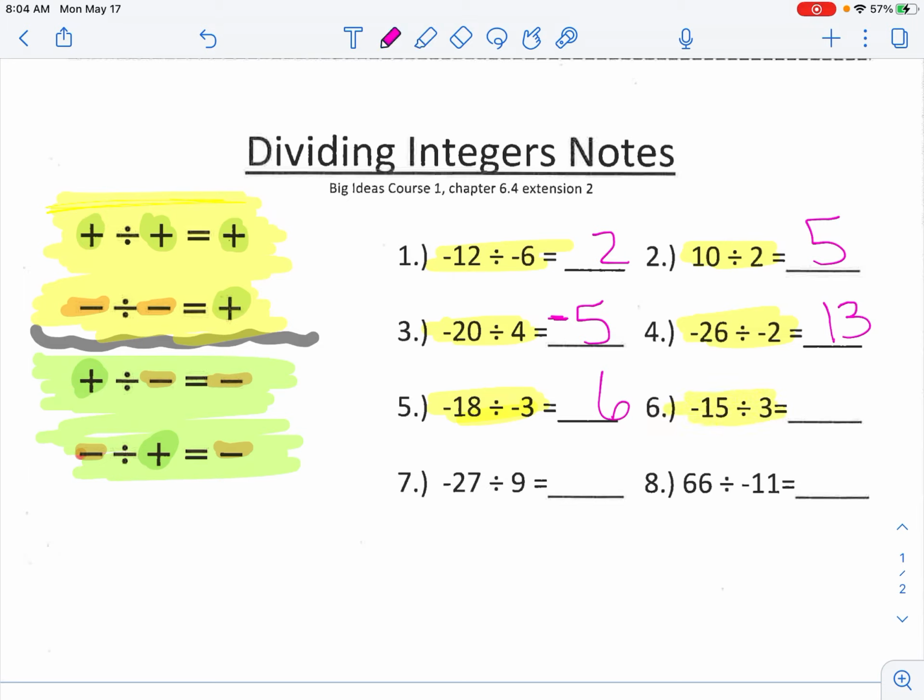Negative 15 divided by 3. 15 divided by 3 is 5. And a negative divided by a positive equals a negative. Opposite signs equals a negative answer. Negative 27 divided by 9. 27 divided by 9 is 3. And negative divided by positive is a negative. 66 divided by negative 11. Well, 66 divided by 11 is 6. I've got a positive divided by negative, so that's going to have to be negative 6.